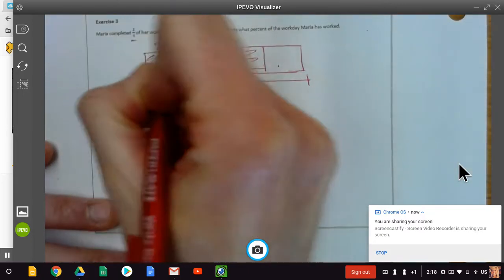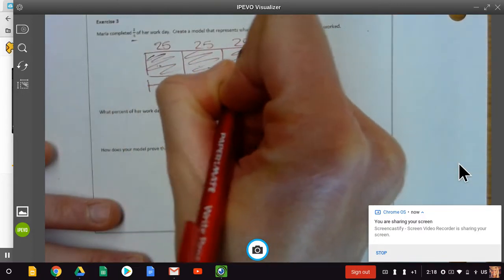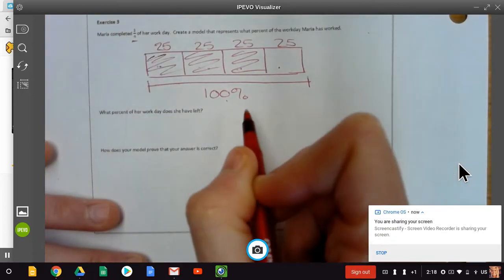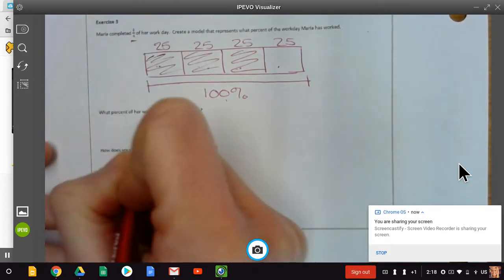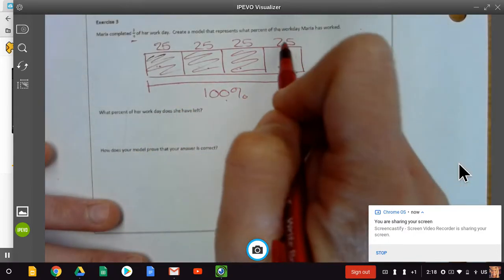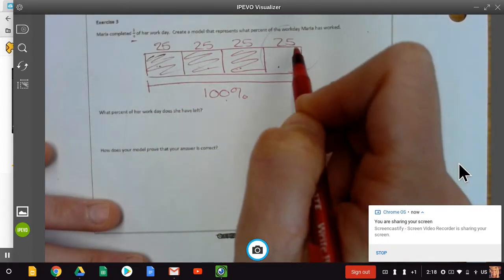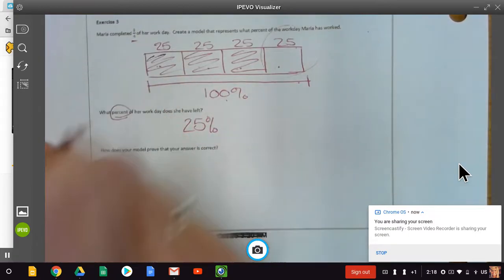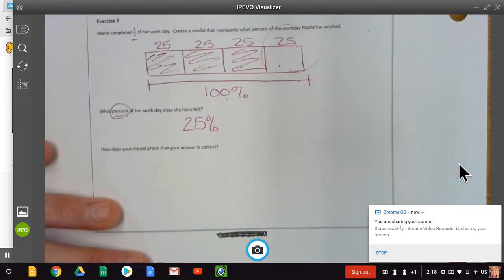Hopefully you told me 25. If you think of quarters, that's 25 cents, and you know $1 is 4 quarters. So what percent of the workday does she have left? If you notice here, the only box that's empty is 1, so that's 25%. And you have to write the percent sign because it asks you what percent.